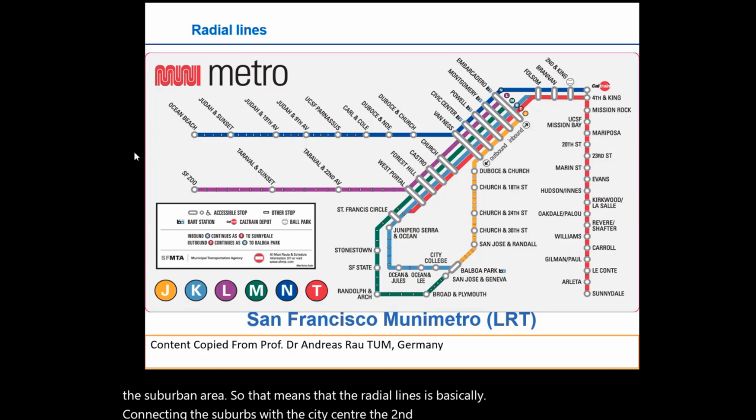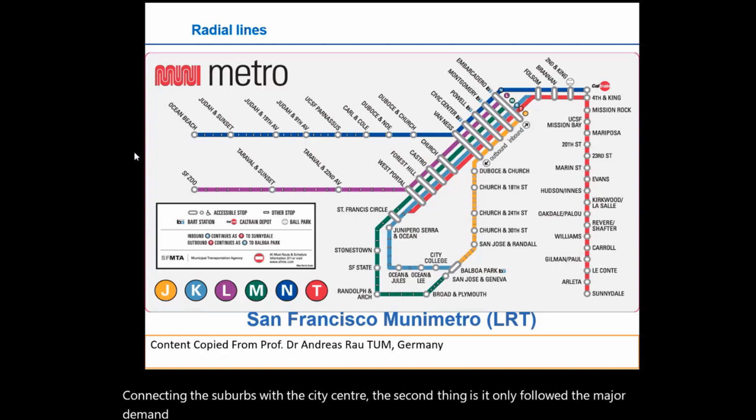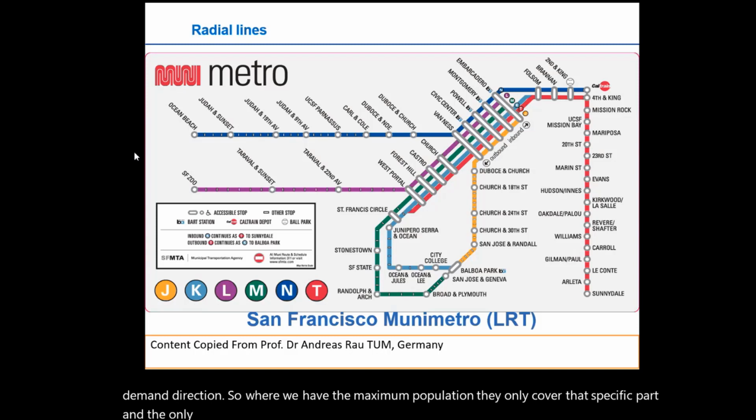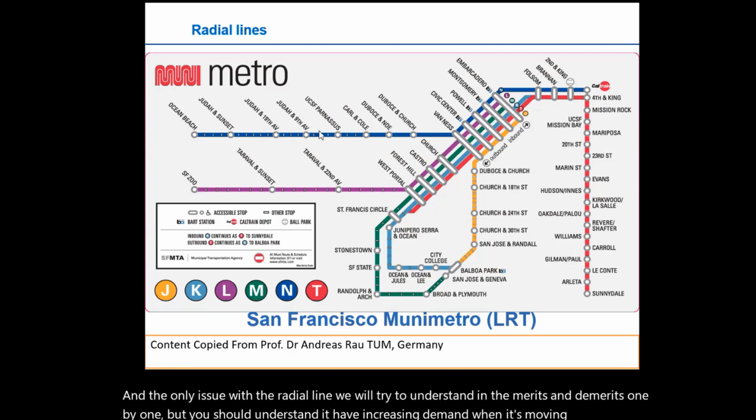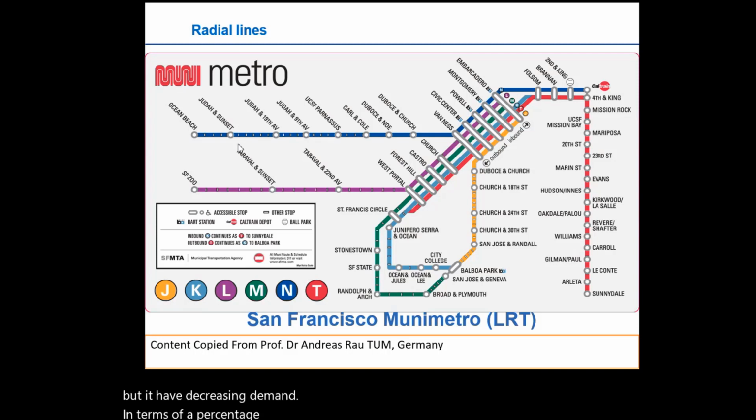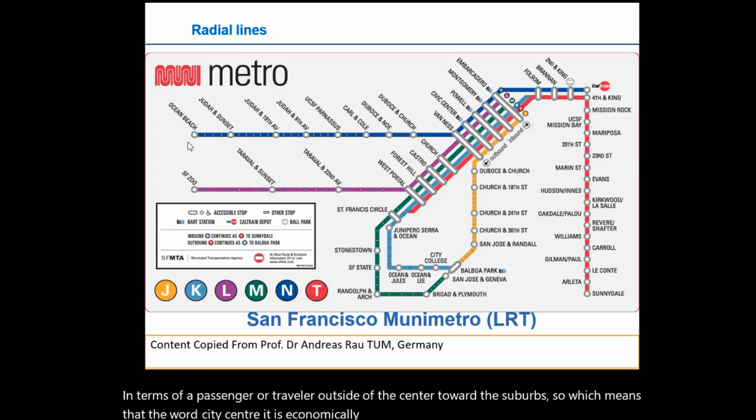The second thing is it only follows the major demand direction. So where we have the maximum population, it only covers that specific part. The only issue with the radial line we will try to understand in the merits and demerits one by one. But you should understand that it has increasing demand when it's moving towards the center, and decreasing demand in terms of passengers or travelers outside of the center toward the suburbs. So towards the city center it is economical, but in the outward movement it is much less economical.